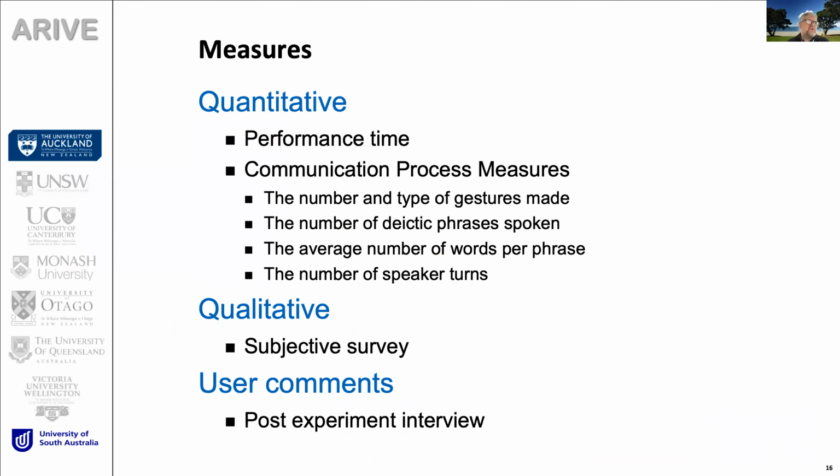We had a range of quantitative and qualitative measures, and this time we used performance time again, but we also used communication measures such as the number of types of gestures made and the deictic phrases spoken. Deictic phrases are things like "what is that?" We also measured how many terms were spoken per phrase. We also had a qualitative subjective survey, and we had an interview this time.